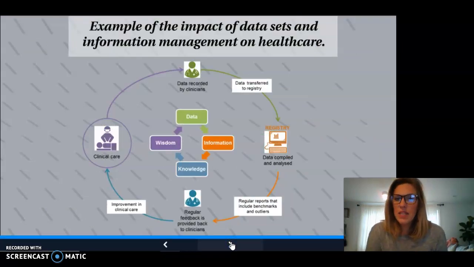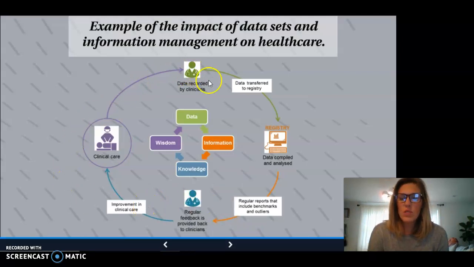Examples of the impact of data sets on information management in healthcare. This is a great graphic that I really enjoy. We collect the data, it's recorded. We compile and analyze the data. Reports are created, benchmarks. Regular feedback is provided. This is the knowledge. So we have the data, the information, and the knowledge, and then we use this wisdom to improve healthcare, to help make patients and families safer.